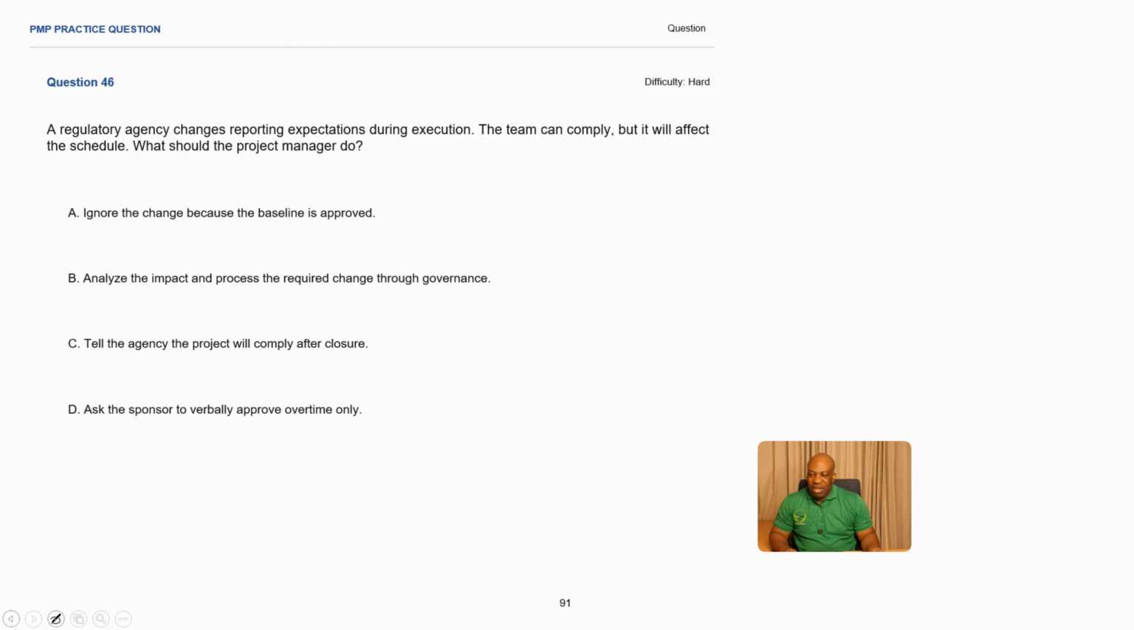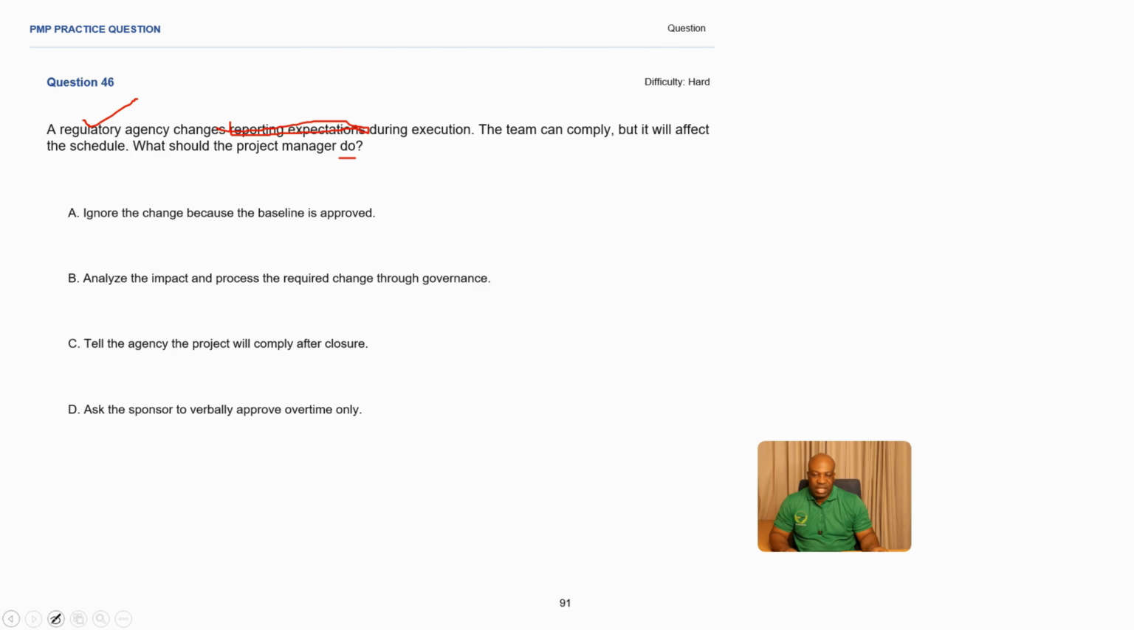Practice question number 46. A regulatory agent changes reporting expectations during execution. The team can comply, but it will affect the schedule. What should the project manager do? Okay. So what is our problem statement? We have a regulatory agent here, okay, that changes reporting expectations during execution. So the reporting expectation is changing during execution.